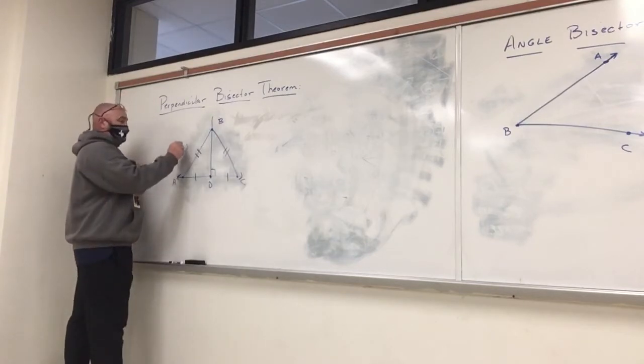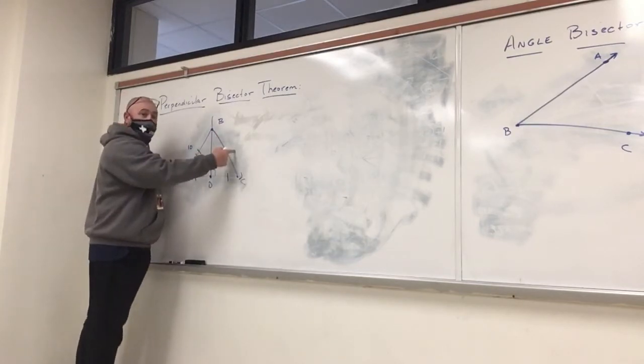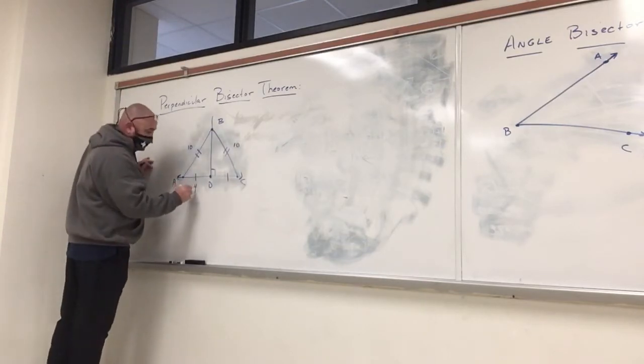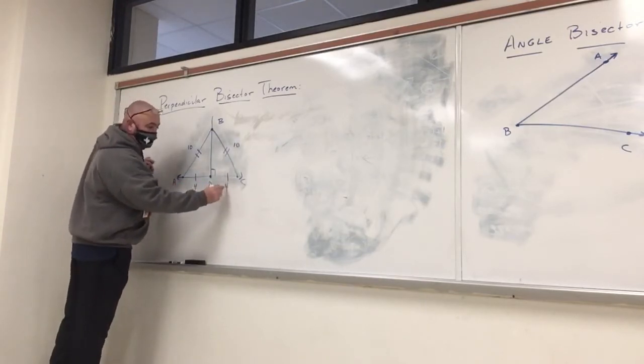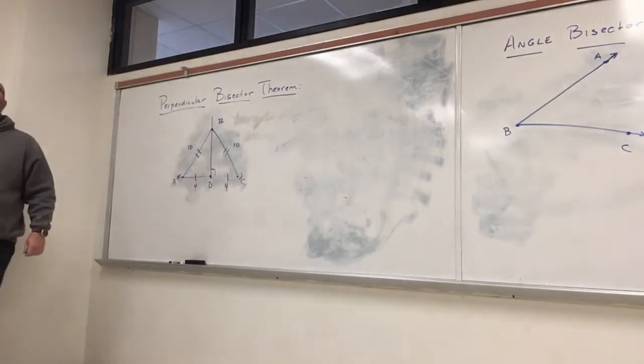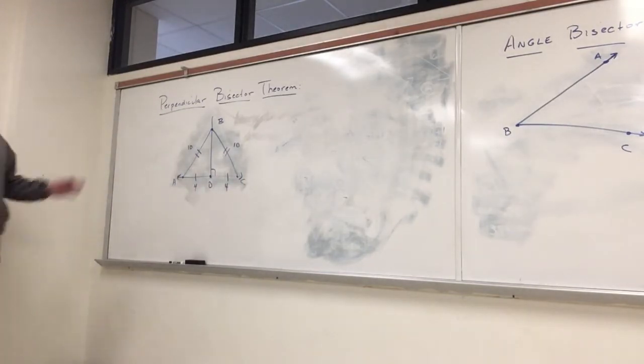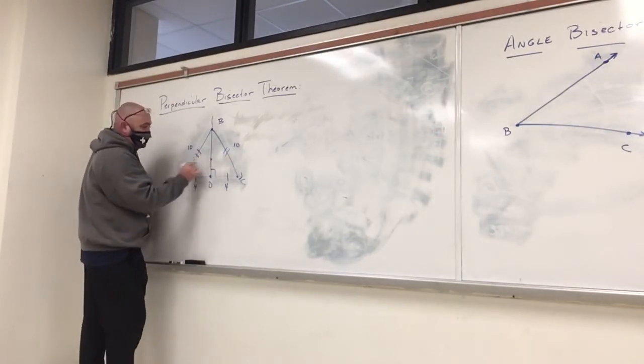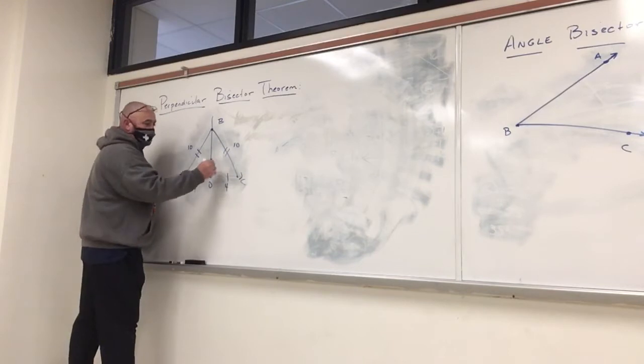So if this is 10, what's this side equal to? 10. If this is 4, what's this equal to? 4. Okay? Does that make sense? That's pretty simple, isn't it? I can pick any point I want to. I pick this point right here. From this point to this point, and from this point to this point, those two are going to be equal.